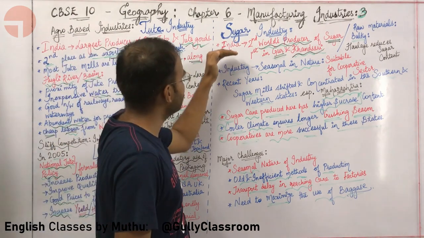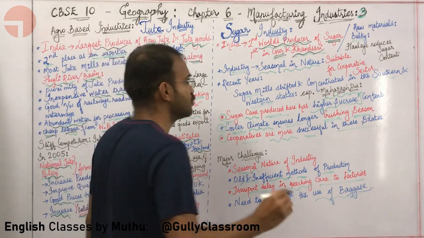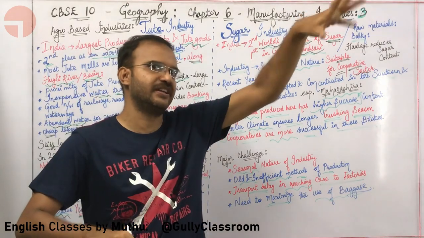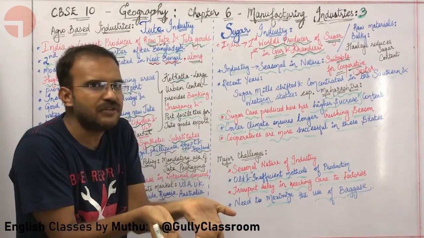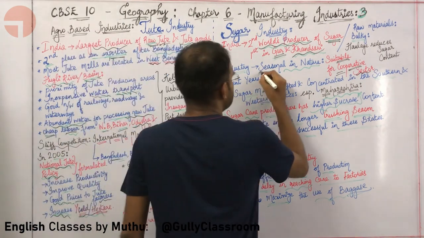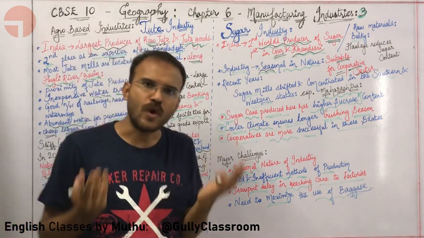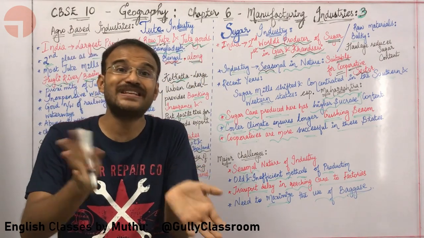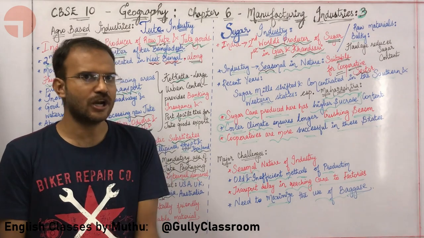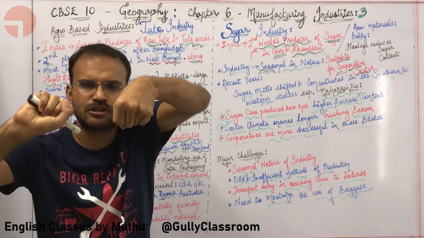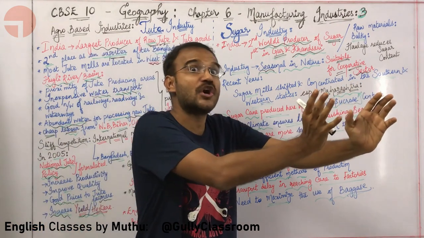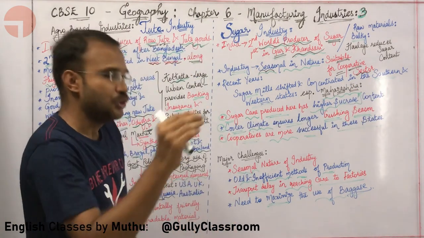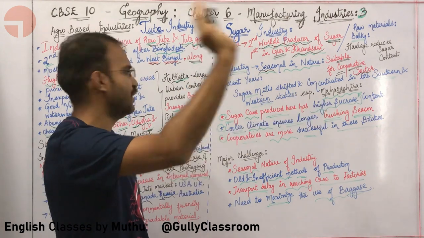The sugar industry is extremely seasonal in nature and so it is suitable for the cooperative sector. We have already seen about the cooperative sector in the chapter money and credit. Why is the sugar industry seasonal in nature? You are going to produce sugar only when you get sugarcane. So the harvesting period of sugarcane is limited. Am I right or wrong? In that period only, you will be able to crush sugarcane, get its juice, and process it into refined sugar.